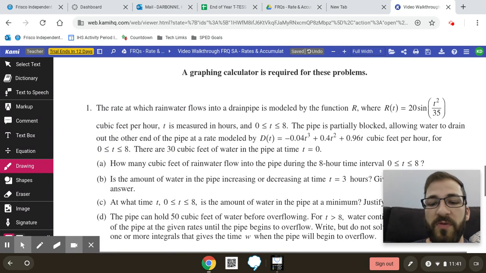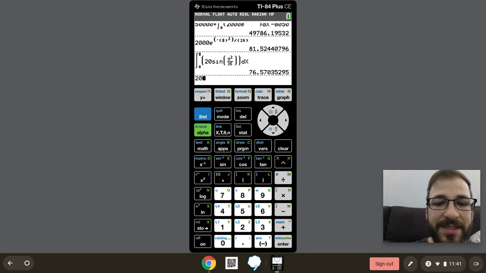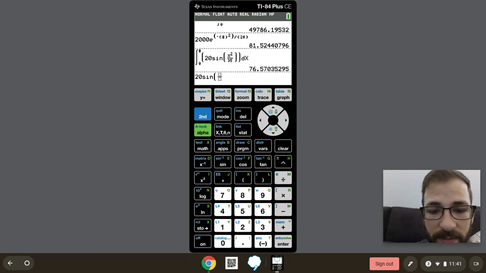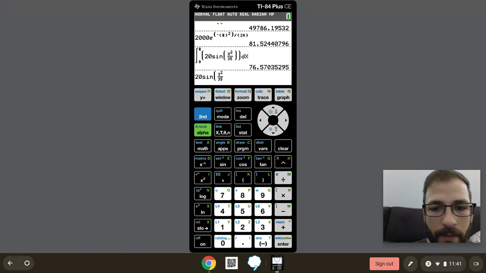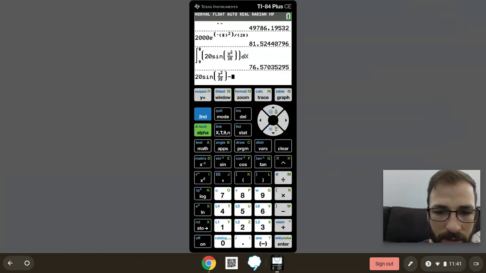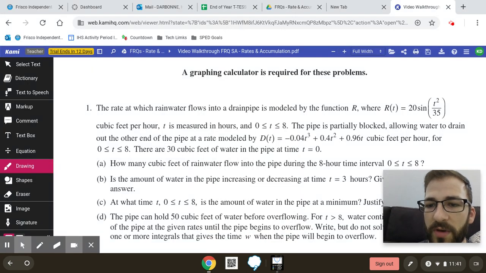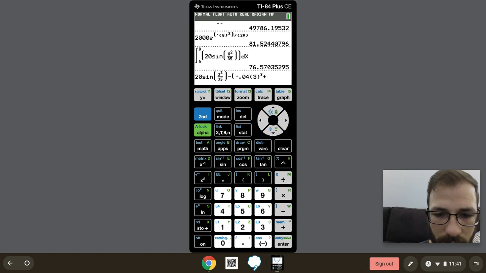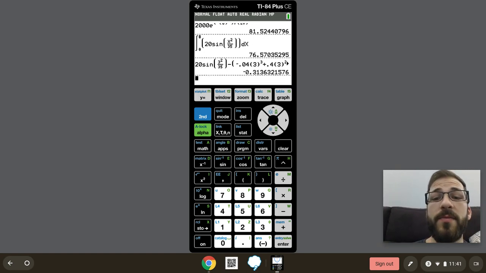So I'm going to plug both these equations into my calculator. 20 sine of, I believe it's t squared, yep, so 3 squared over 35, minus, and then it's negative 0.04 t cubed plus 0.4 t squared plus 0.96 t, with t being 3. It's that big old mess. So we get negative 0.314.